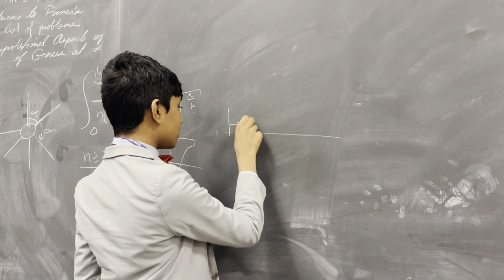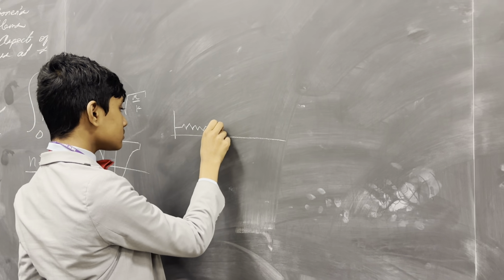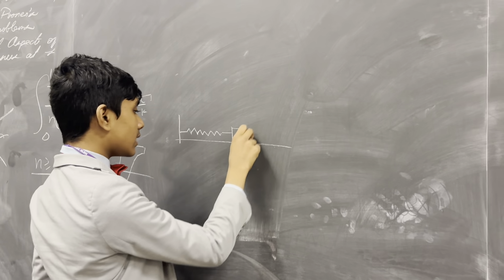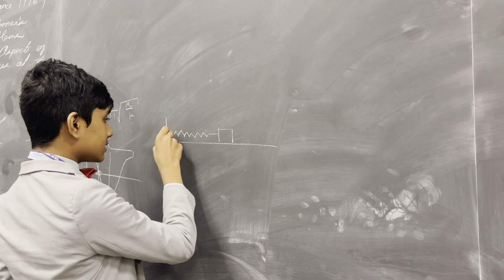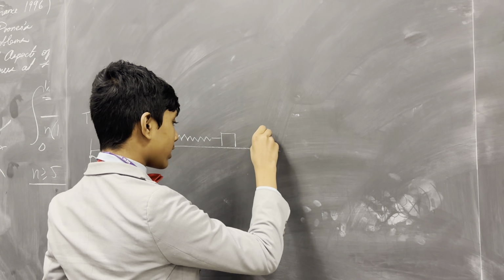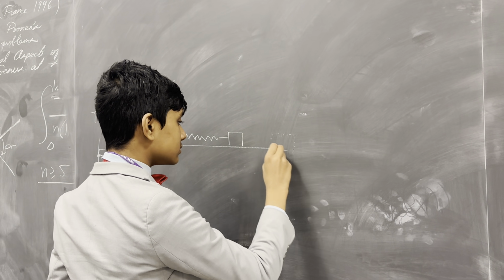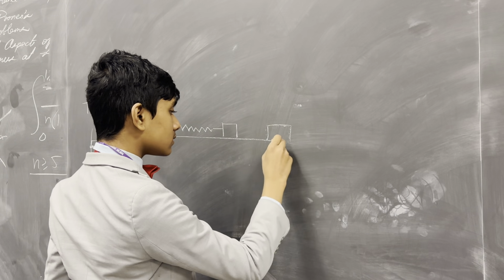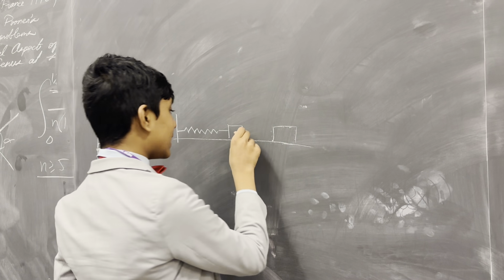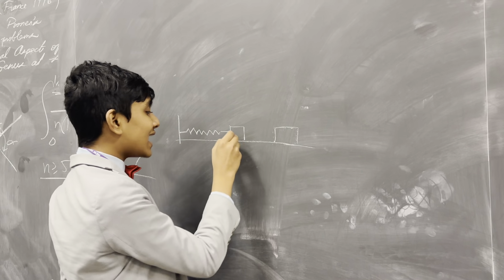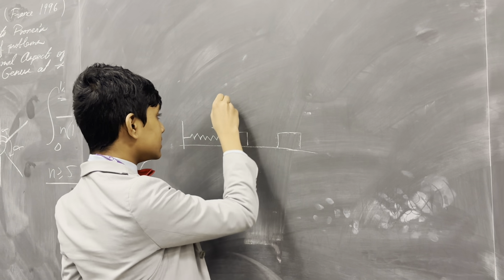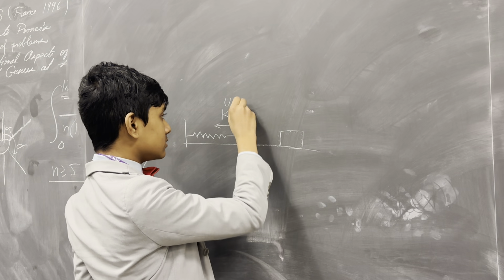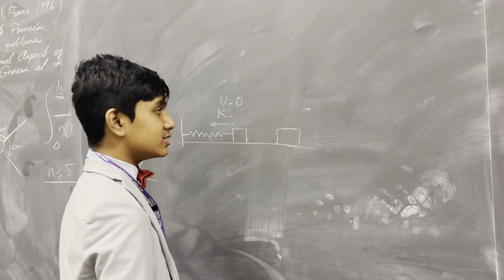Please give me 1 second. We have a spring here at equilibrium. This is the spring when it's at one of its extremes. When it's at equilibrium, it's moving at its fastest. So this is the kinetic energy, and the potential energy is equal to 0 because the displacement is equal to 0.